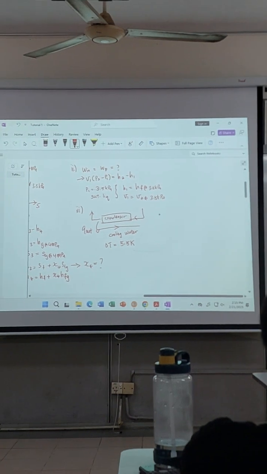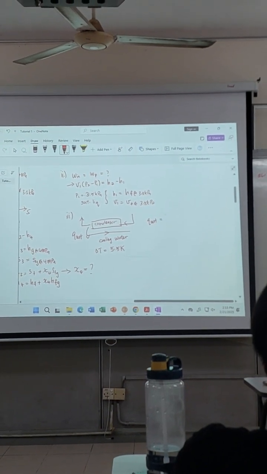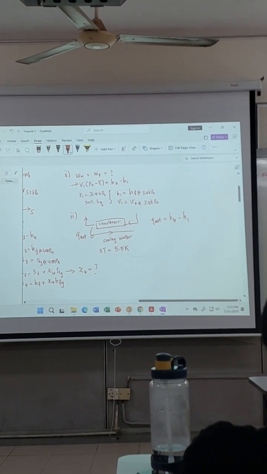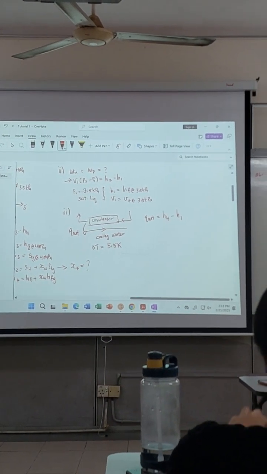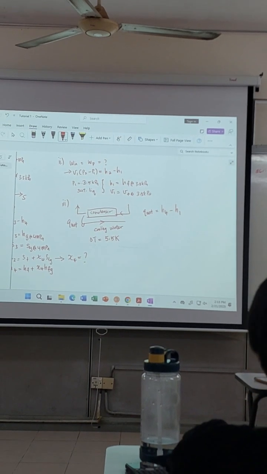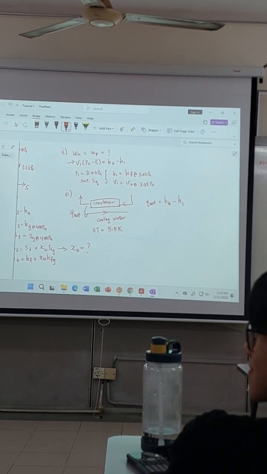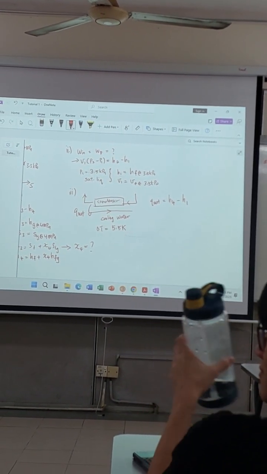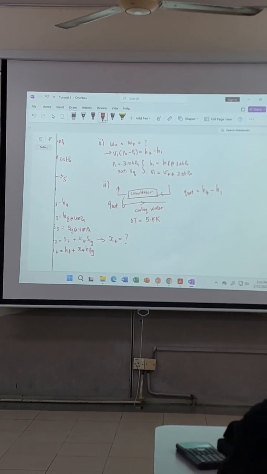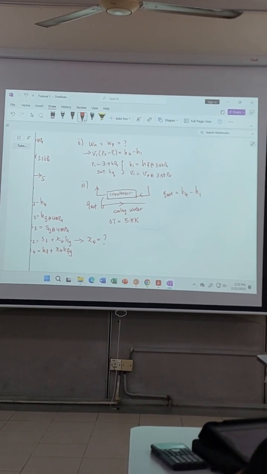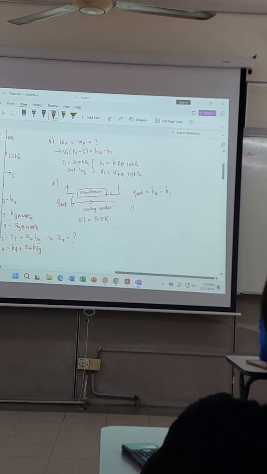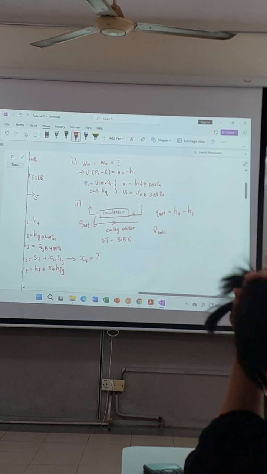So now here, very straightforward. We know that Q out is h4 minus h1. So this Q out is from the condenser. This is an example of a heat exchanger. The heat comes from the condenser and goes to the cooling water. So the change of the cooling water is the heat that the cooling water receives. That's the point.